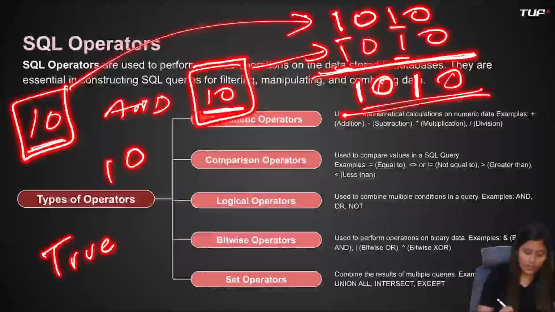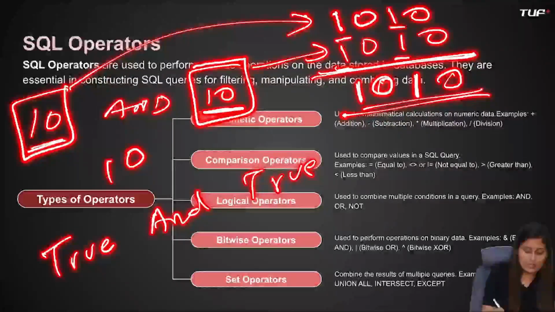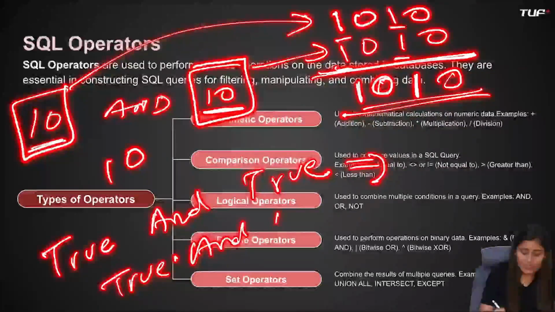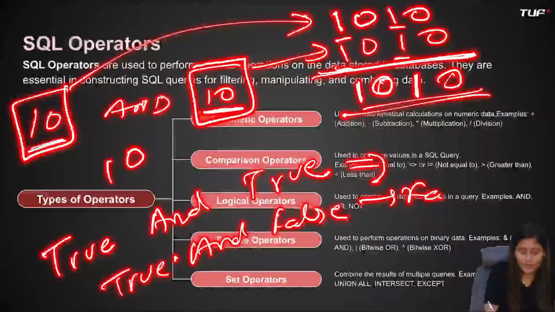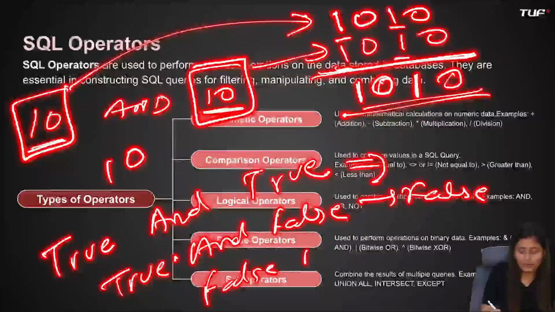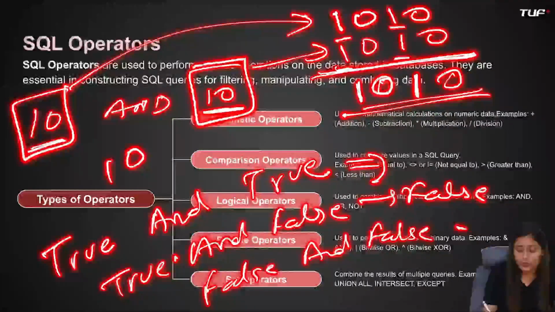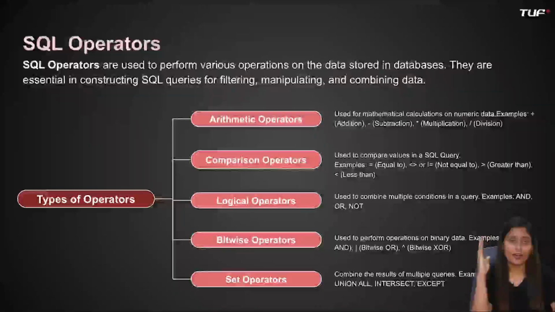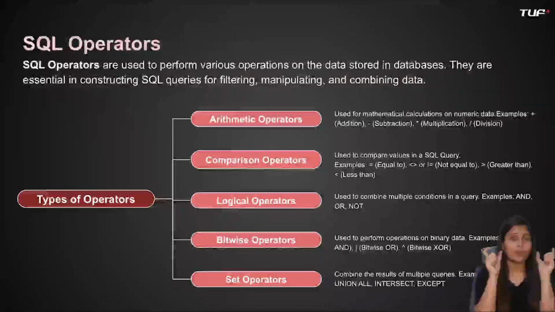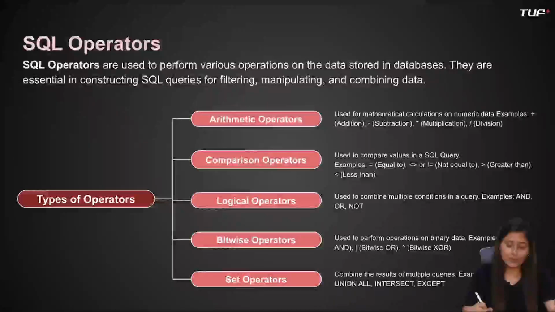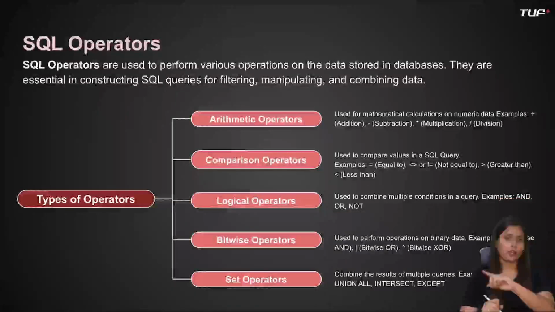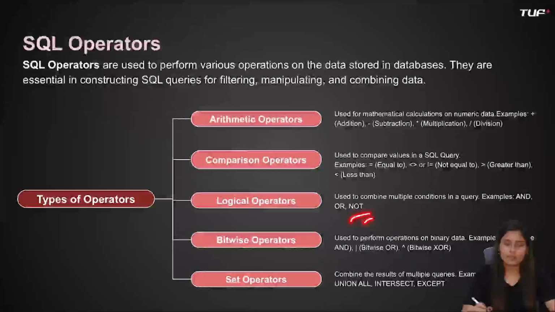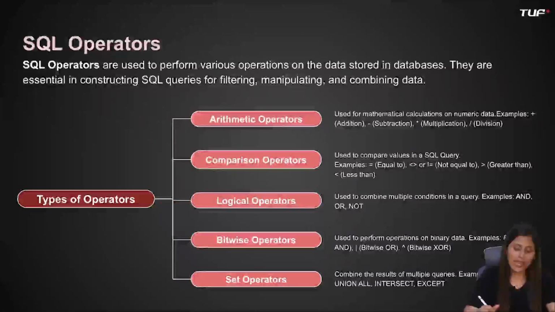So basically true and true means the resultant will be true. True and false, the resultant will be false. False and false, the resultant will be false, right? So AND says basically for the resultant to be true, both the left side value and the right side value should be true. So this is what the different types of operators do: OR says if any one side value is true, then the resultant will be true. NOT says totally the opposite of it, right? So logical operators we apply are AND, OR, NOT.